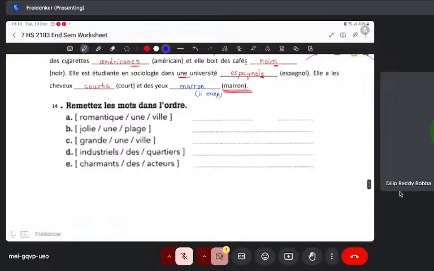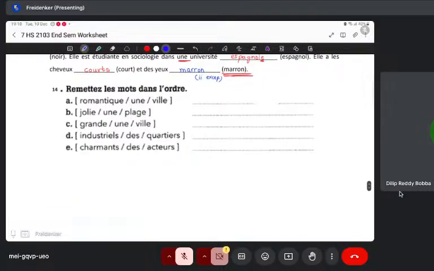Okay, what is the next bit? Remettez les mots dans leur. I mean, okay, fine. Now it's going to test you. Like now, where will you place the adjective? The left side or the right side? So this question is going to test you on that. Okay, fine. We'll see.